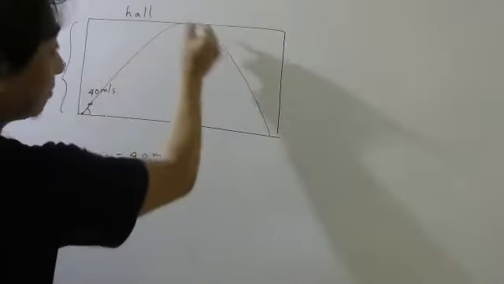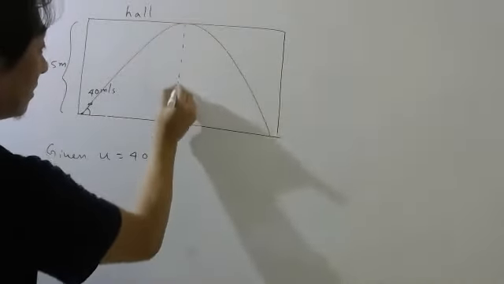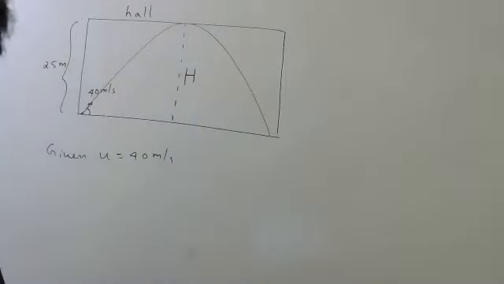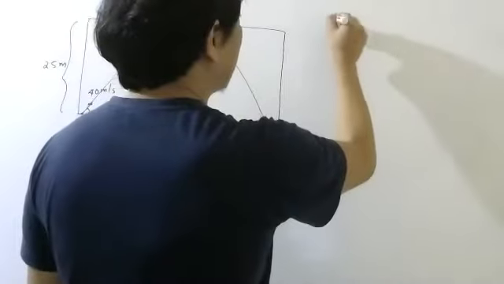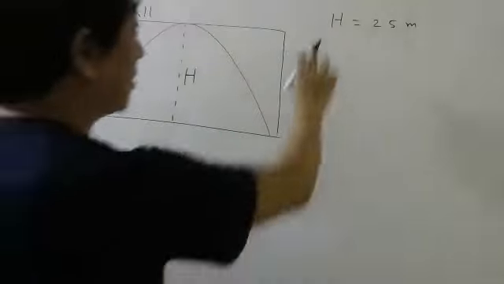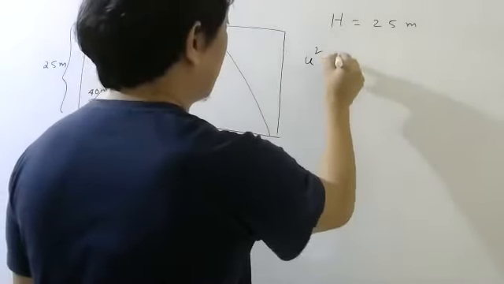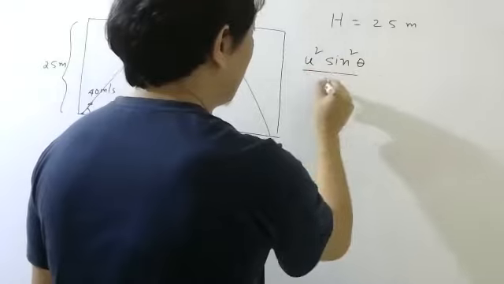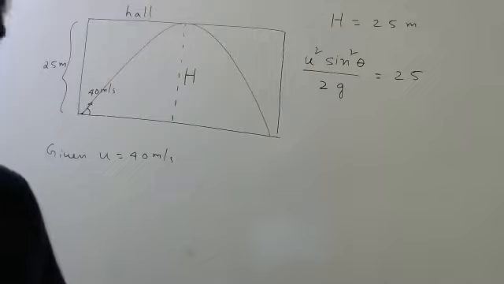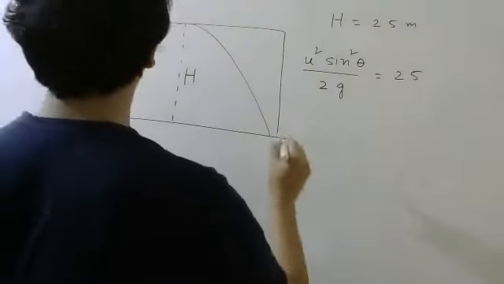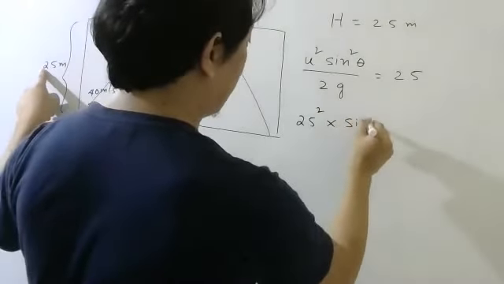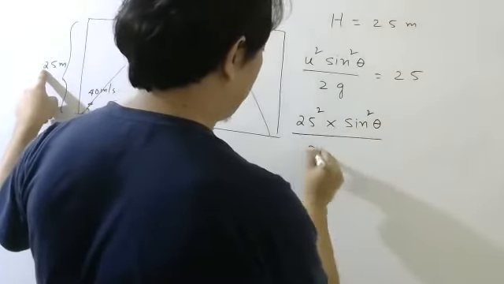So if I assume this projectile, what is the maximum height? This is the maximum height, and how much will be that they have given? 25 meter. Very good. So maximum height is 25 meter. Now what is the formula for maximum height? U square sine square theta by 2g. Correct? U value is 25. So 25 square into, theta we don't know, sine square theta divided by 2.